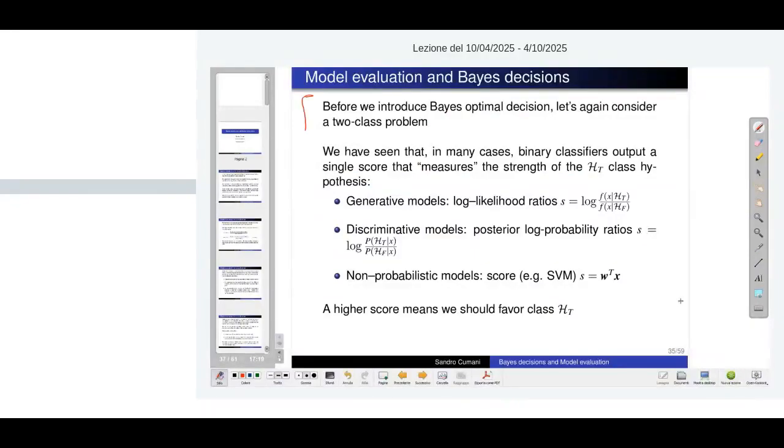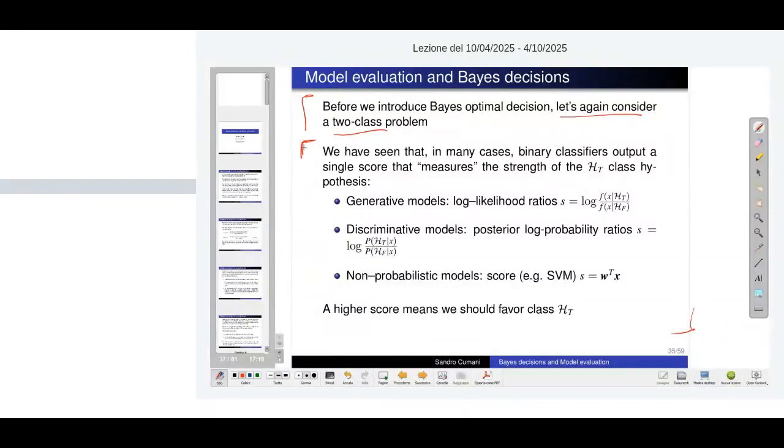Now, tomorrow we'll see how to make Bayes decisions, but let's focus again still some more on binary, because for binary problems, we can also define other interesting objects that we can use to analyze the performance of a system.